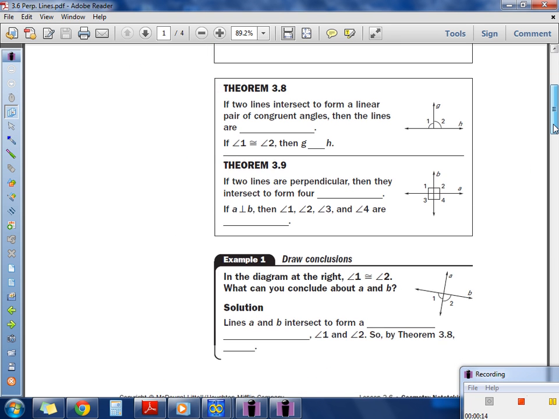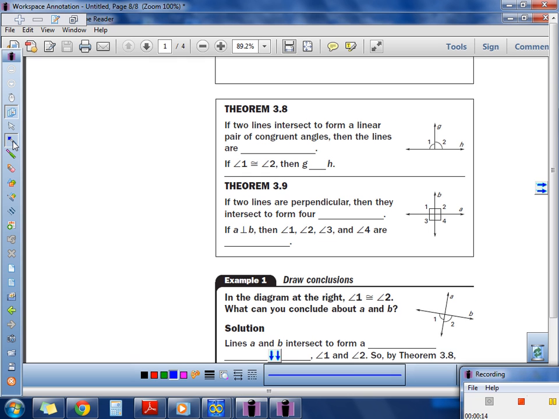So the next thing we need to do is talk about these theorems. They deal with perpendicular lines and special little tricks. So this first one says, if two lines intersect to form a linear pair of congruent angles, there's our congruent angles. They're a linear pair because they make a straight line. Then the lines are perpendicular. So once again, what are the perpendicular lines? G and H are perpendicular.